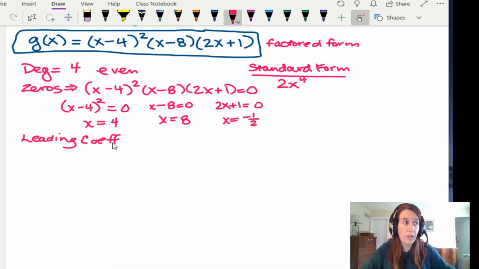We also want to find out what the leading coefficient is. But good thing, we already did the work on that. The leading coefficient is right here, 2, and it is positive.